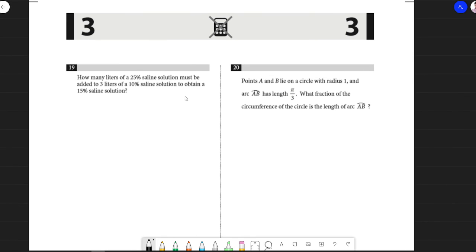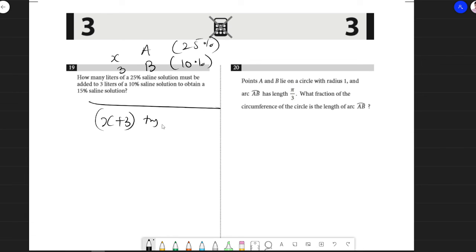19th question. How many liters of a 25% saline solution must be added to 3 liters of a 10% saline solution to obtain a 15% saline solution? Okay. So let's say we are adding X liters of saline solution, call it A, which has 25% salinity. Now 3 liters is added to B, which has 10% salinity. Now we are mixing them up. So the total formed will have X plus 3 liters, which will have 15% salinity.